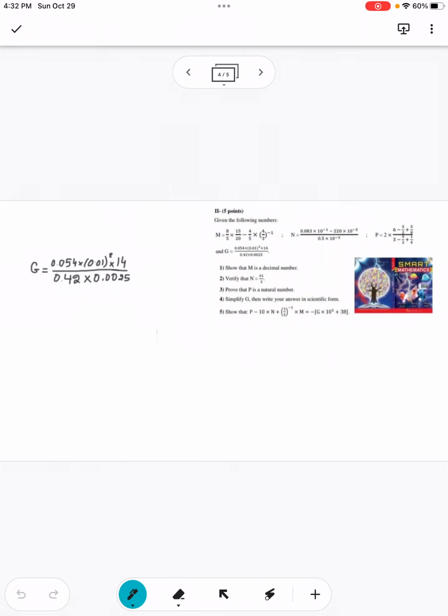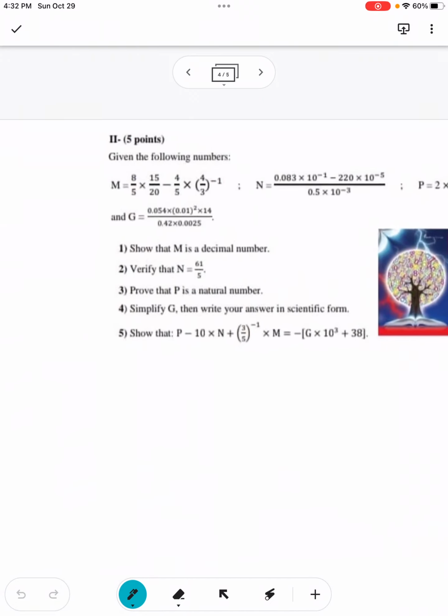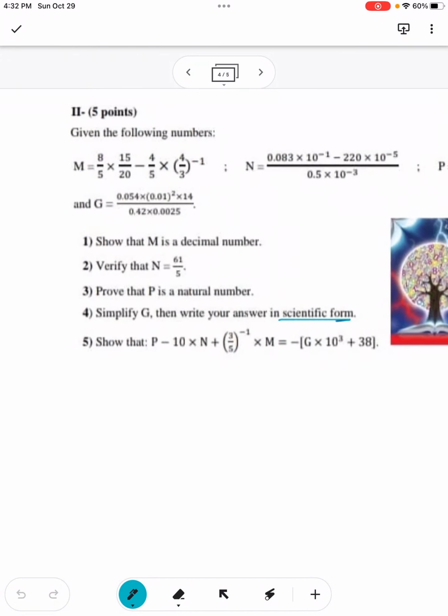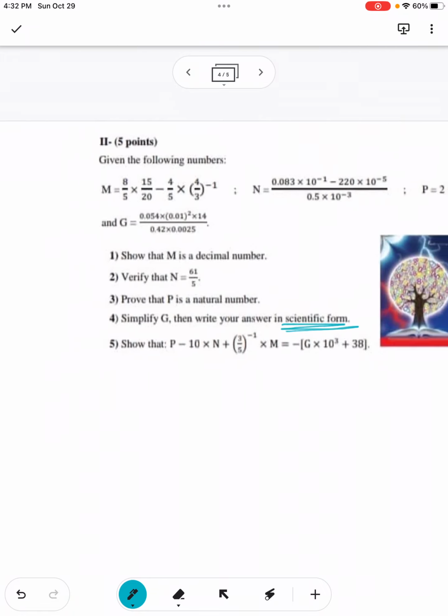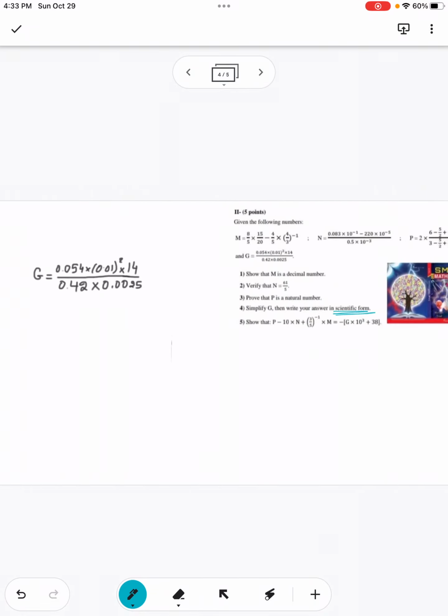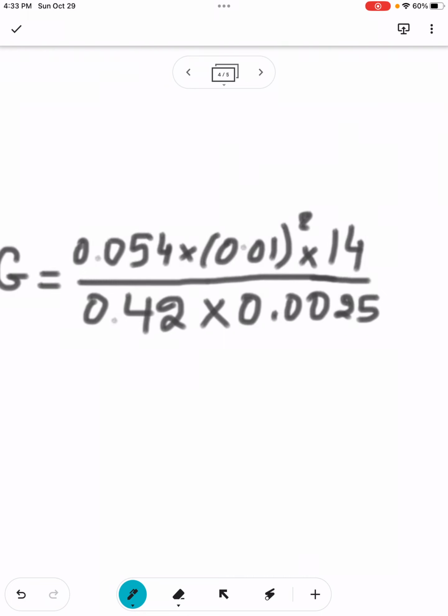part 4. Simplify G, then write your answer in scientific form. Let's solve G. 0.054. اوكي فيها كتير zeros، خليني اتخلص من الديسيمال بوينت بالاول. 0.054 it's 54 times 10 to the power. كم مرة انا زحت البوينت؟ مرة 2 3، يعني 10 power 3، وبما انه كبرت الرقم بدي صغر الباور.